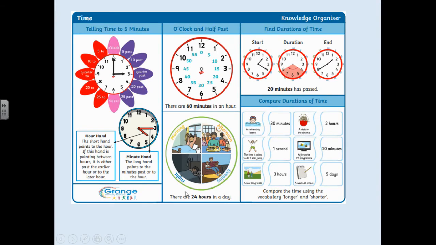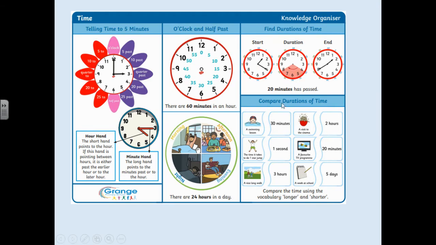Right, we also looked at there are 24 hours in a day, so from morning to afternoon to evening to night. We also looked at finding duration, so duration is the time between the start till the end. So we looked at, for example, over here, 20 minutes past 1 is the start time, end time is 20 to 2. So the minute hand was on 4 and then it went to 8. So the duration was 20 minutes had passed. So we were counting in 5s.